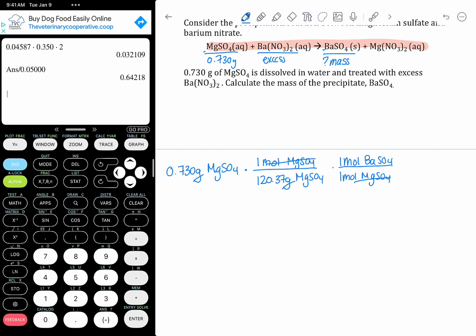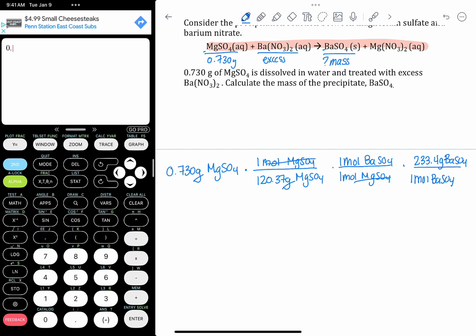And I want to be left with barium sulfate, which is why the moles of that value are on top. Once we have moles of barium sulfate, we can now convert to mass using our molar mass of barium sulfate. So we know that 1 mole of barium sulfate has 233.4 grams of barium sulfate. So let's do this math.